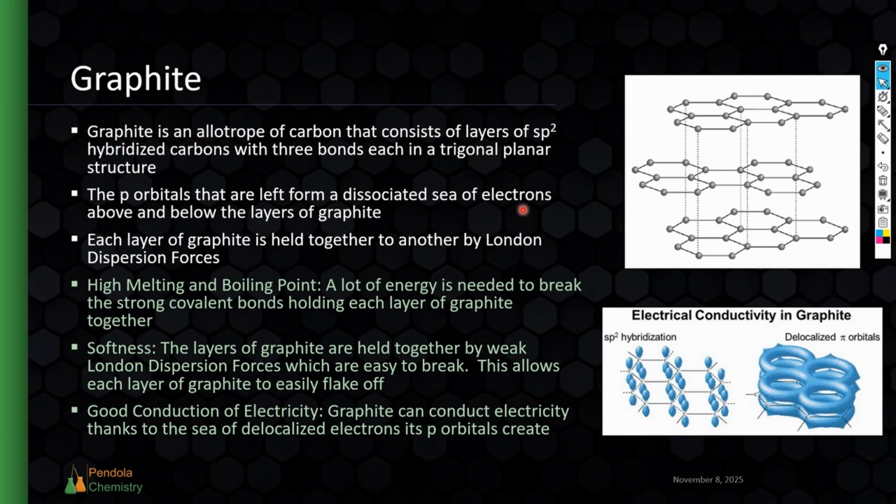Graphite is an allotrope of carbon consisting of layers of carbon atoms that are trigonal planar in structure and therefore are missing a bond. So whenever we have graphite, and I'm going to draw one layer of graphite to begin with, what we have is a carbon atom with 3 bonds.